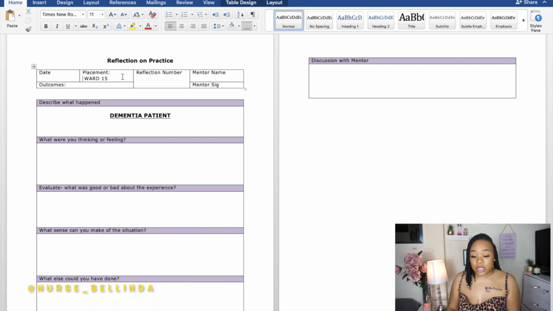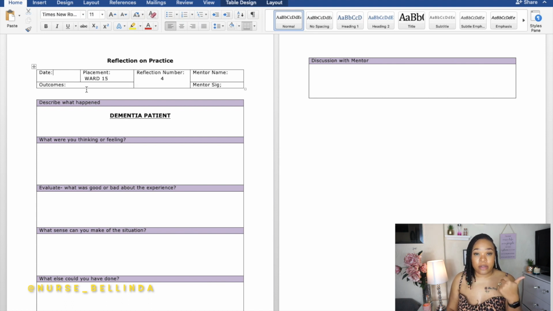In addition to that, that will be my reflection number 4, because I already know that I have written 3, so this is my 4. My mentor's name, I'll leave that blank for now for confidentiality reasons, and the date and that.